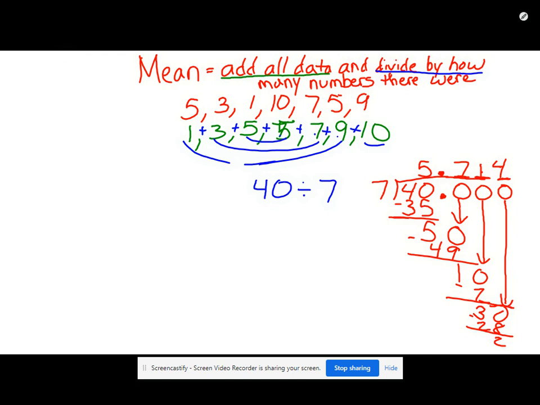So we need to remember that that first decimal place is our tenths. The second is our hundredths. And that third is our thousandths. Remember, there is no oneths. There is no one place. So if I'm going to round 5.714 to the 100th place, what would my answer be?